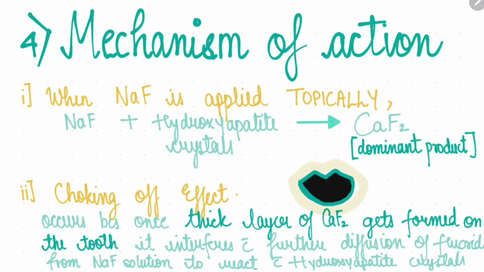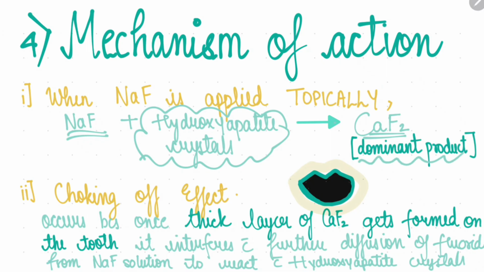Moving forward, we have the mechanism of action of sodium fluoride. So what happens? When sodium fluoride is applied topically, it reacts with the hydroxyapatite crystals of the enamel and calcium fluoride is formed. This calcium fluoride is a dominant product of the reaction. So this sodium fluoride keeps on reacting with the hydroxyapatite crystals continuously and calcium fluoride keeps on getting formed.